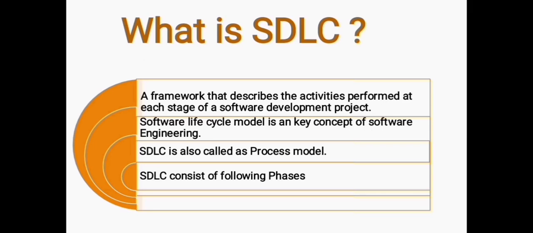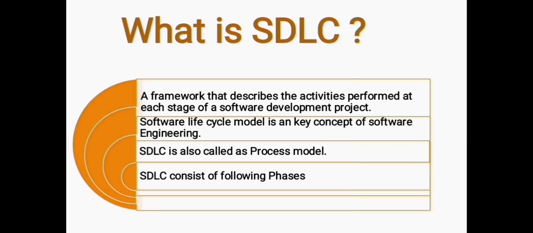Actually, why do we use the SDLC model? First of all, to overcome the software crisis, we use software engineering, which is a systematic approach. By using software engineering, we develop a software product. The development team must identify a suitable lifecycle model for a particular project. For each and every phase, there is an entry and exit criteria.